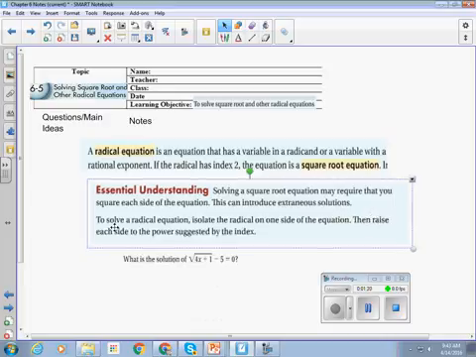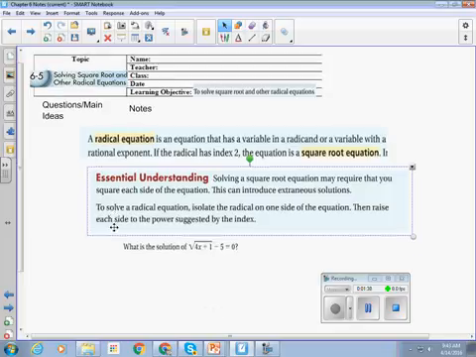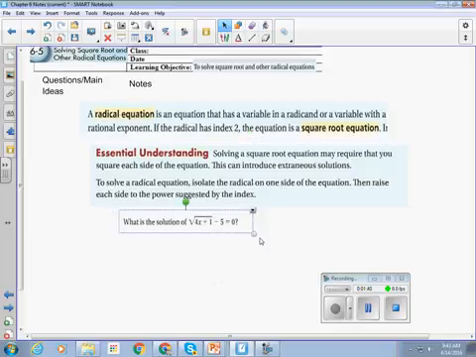So our whole purpose is we're going to isolate, so we just have the radical on one side of the equation, everything else on the other. Then we are going to raise each side of the equation. If it's square root, we're going to square it. Cube root, we're going to cube it. So let's take a look at what that's going to look like.